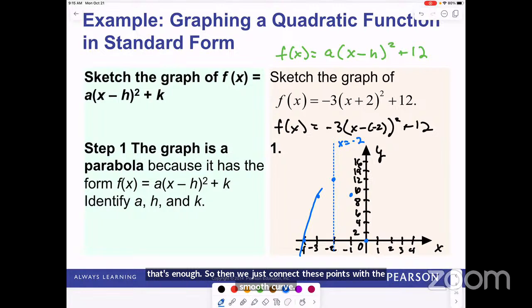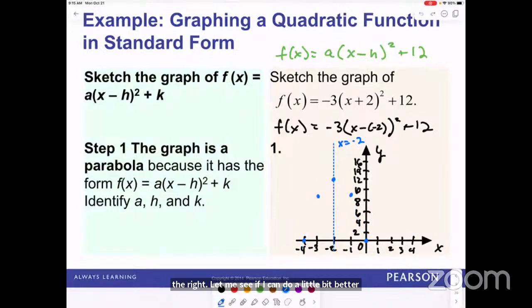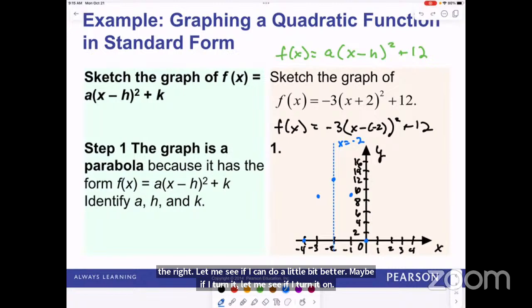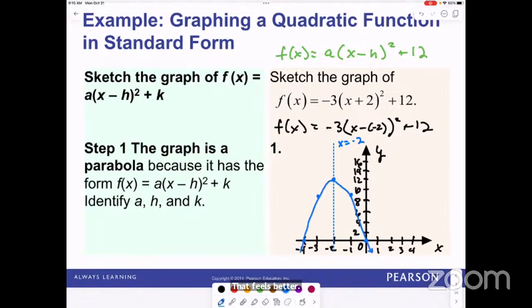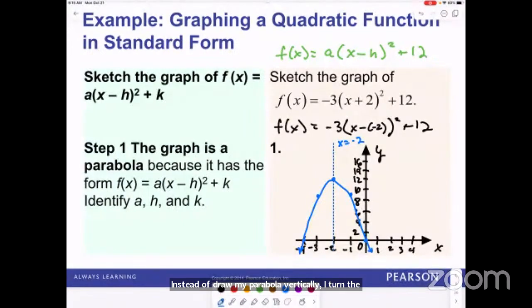I don't know. Going to the right. Let me see if I can do a little bit better than that. Maybe if I turn it, let me see if I turn it like this. I don't know if this is any better. It feels better. All right. Instead of drawing my parabola vertically, I turned the tablet to the side and drew it sideways, and for whatever reason, it felt better. Okay.